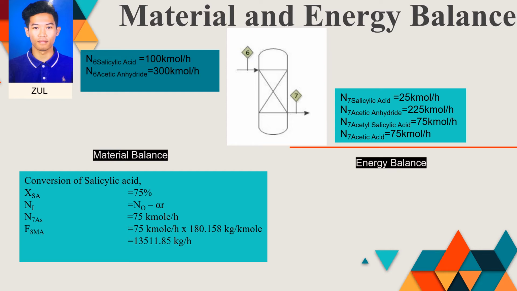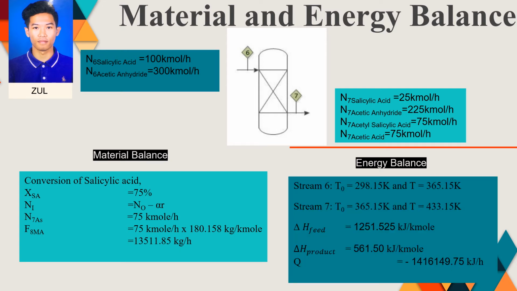For energy balance, the enthalpy of the feed for the reactor is 1251.525 kJ per kmol, while the enthalpy of the product is 561.50 kJ per kmol. After we calculate the Q, we got negative 1416149.75 kJ per hour. The negative sign indicates the reaction is exothermic.